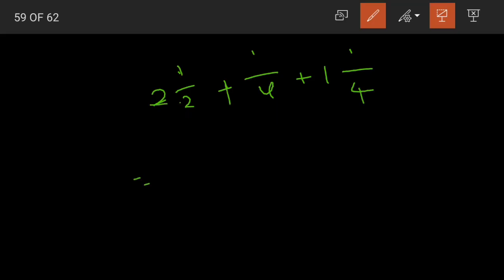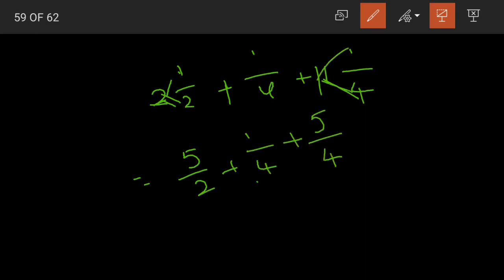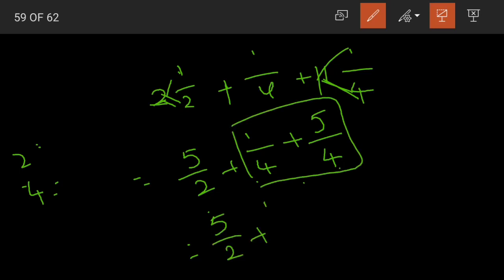For the ease of addition, we'll convert these into improper fractions. 2 2s are 4 plus 1, 5 by 2, plus 1 by 4, plus 4 1s are 4 plus 1, 5 by 4. Now again here we are having different denominators 2 and 4. We have to find out the LCM. Or else what you can do is, children, keep 5 by 2 as it is. These two are our like fractions, right? So you can add these two together. It would be 1 plus 5 divided by 4. It would be 5 by 2 plus 6 by 4.